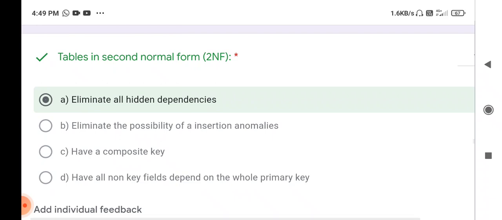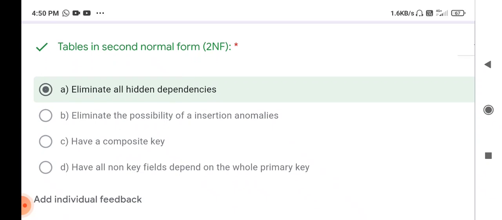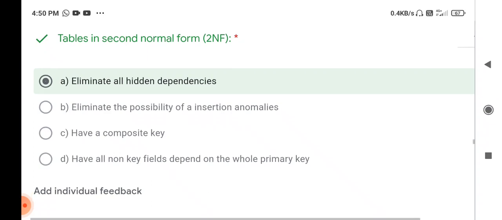The next question is, tables in second normal form. So first is eliminate all hidden dependency, eliminate the possibility of insertion anomalies. Insertion anomalies generally happen in first normal form, and have a composite key already required in a BCNF normal form. So the correct option is option number 1. Second normal form eliminates all hidden dependencies.